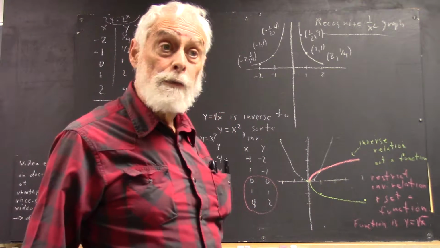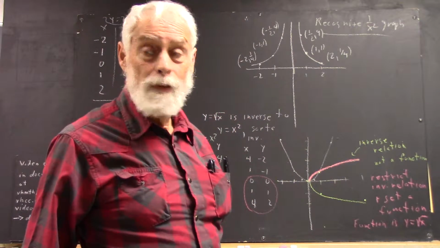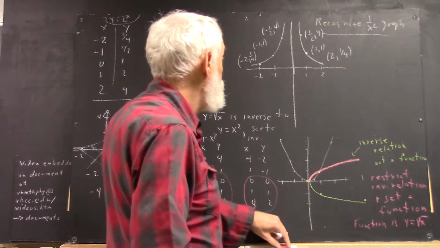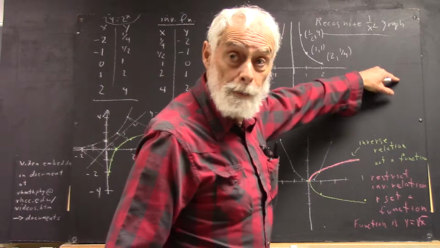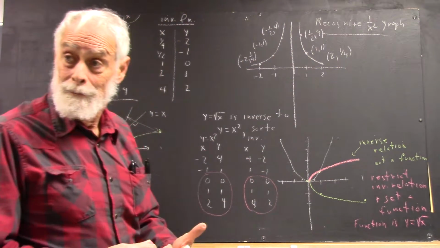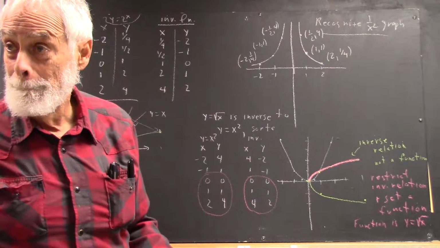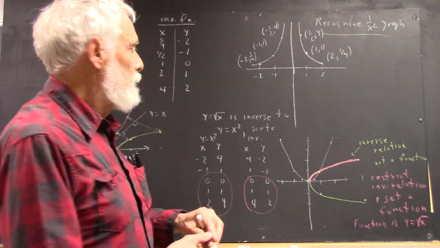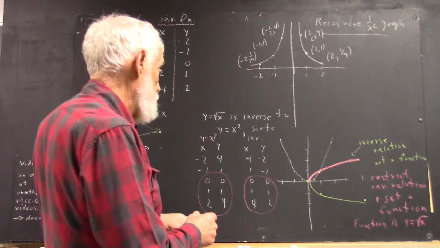Now, how do you do the inverse? You switch the x's and the y's, right? Now, you could write out the table, like we did here, and switch the x's and the y's, and then graph those points, right? Okay? Because of time, and because often you'll be able to just kind of skip that step.